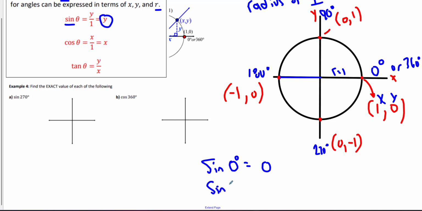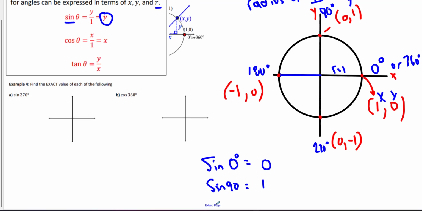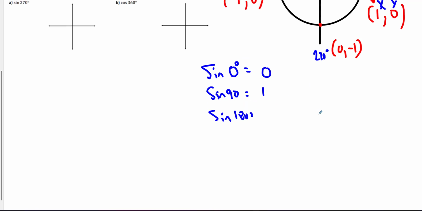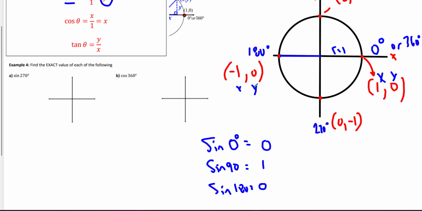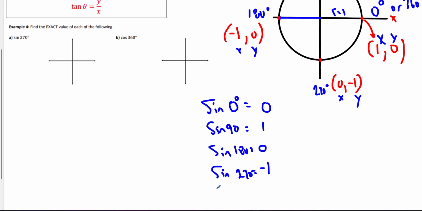What about sine of 90? Plug sine of 90 into your calculator, see what you get. If I plug in sine of 90, I should get, what is my y value here? 1. I should get an answer of 1. What's sine of 180? Well, what's my y value here? It's 0. And if you plug that into your calculator, you should get 0 as well. And sine of 270 is going to be -1. And the sine of 360 is also 0.